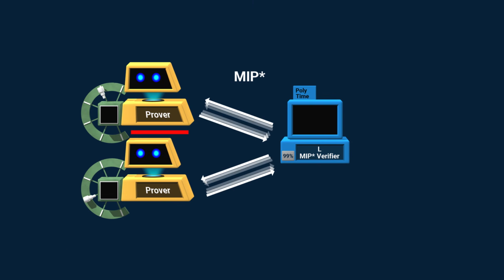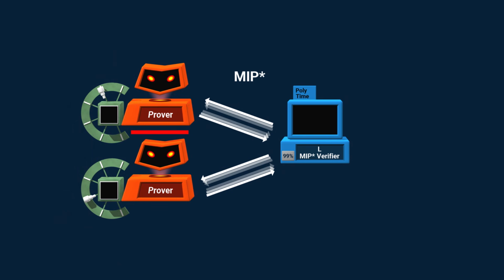Our final game is called MIP star. Here we equip the provers with entangled particles. Quantum entanglement cannot be used for communication, but it can be used for subtle coordination between the provers. The top prover measures a particle and obtains some 0 or 1 result. Because of the entanglement, this has an immediate effect on a particle of the other prover and will influence its measurement result. This allows the provers to coordinate their answers in ways that are impossible with classical physics.